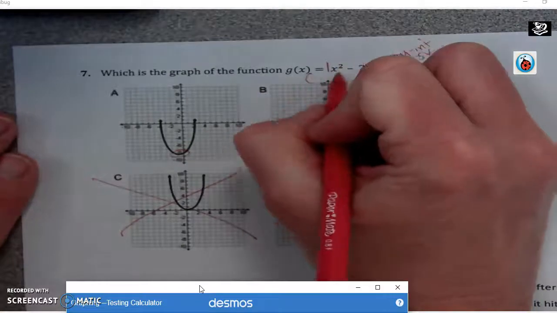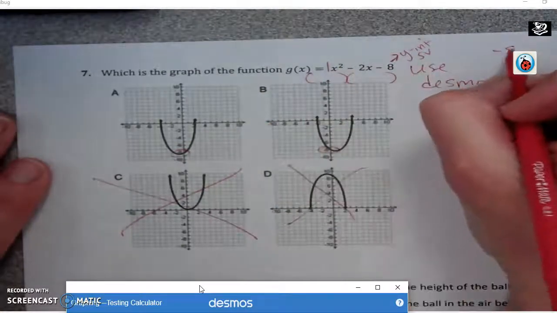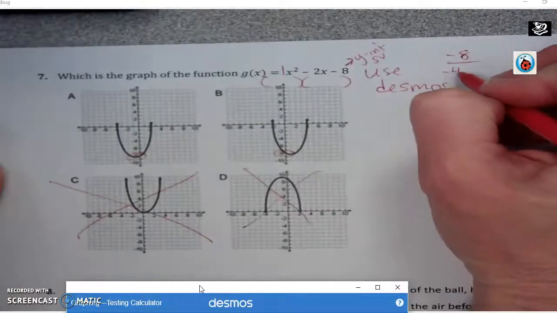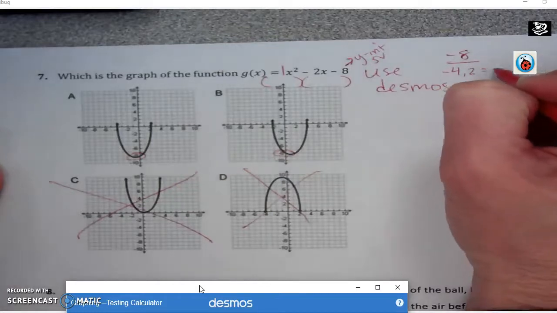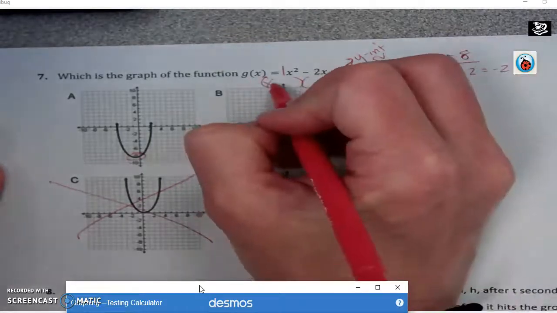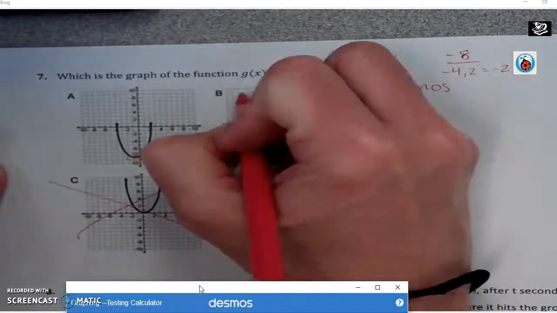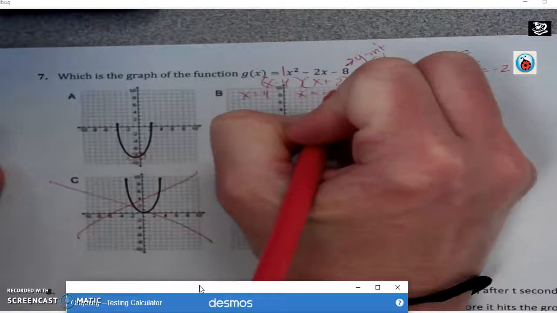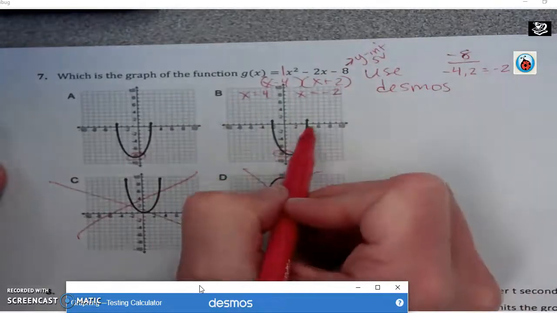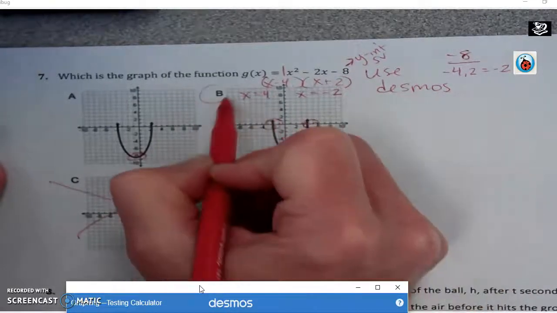You could also factor this. What multiplies to give you negative 8, negative 4 and 2, which adds to give you negative 2, so I would do x minus 4, x plus 2, and if you set them equal to 0, you get x equals 4, x equals negative 2. So I'm looking for positive 4 and negative 2, so that is B.